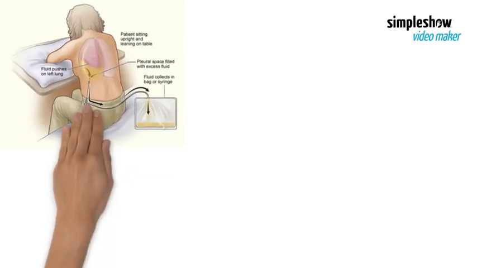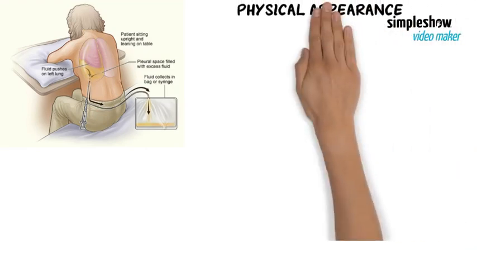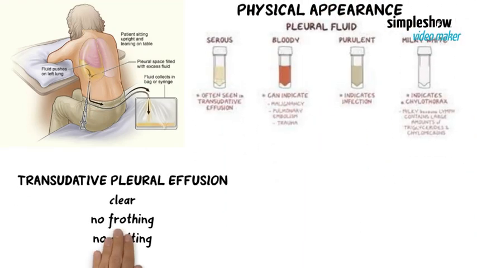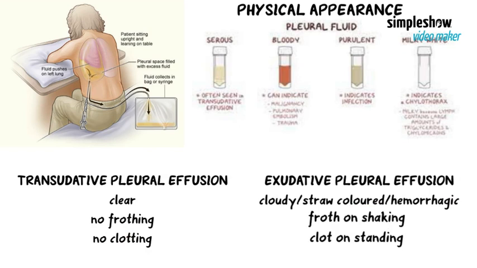Now if we do the pleural tap, there are some points on physical examination that will help us to differentiate the two. Transudative effusion is clear in color, does not form froth or clot. On the other hand, exudative effusion can be cloudy, straw-colored, or even hemorrhagic. It can form froth when shaken. And when left standing it will form clots.